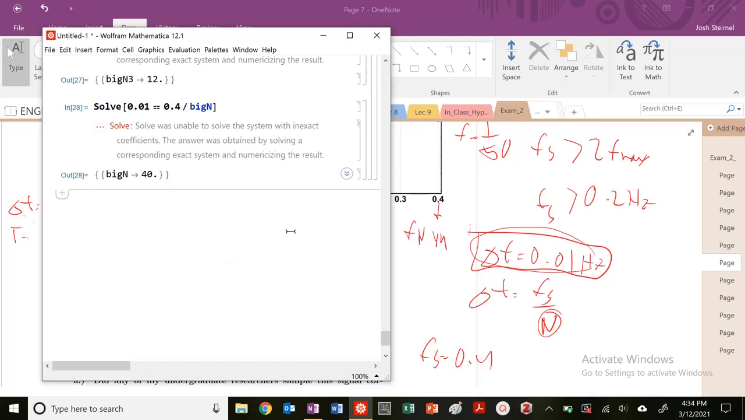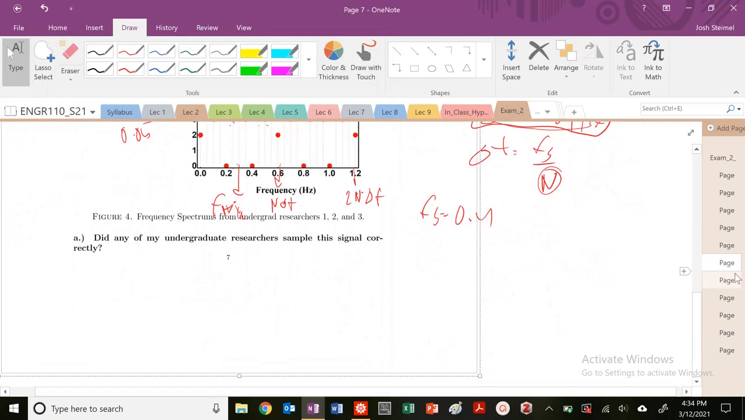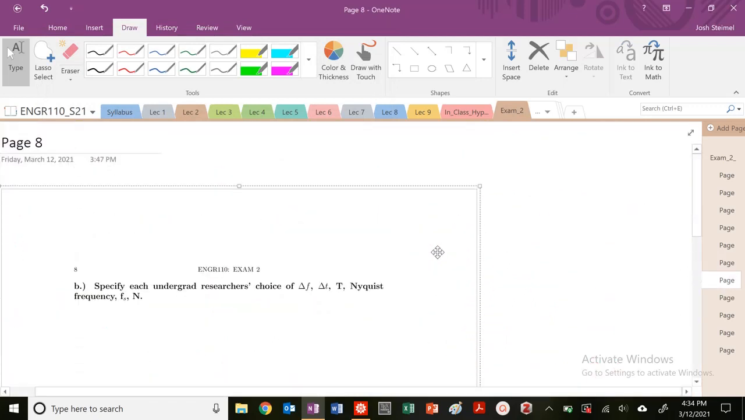And you can look at the period too, so you might be asked a variant of that problem to give what conditions you would choose that would allow you to solve this problem correctly. So that's about it. Excellent.